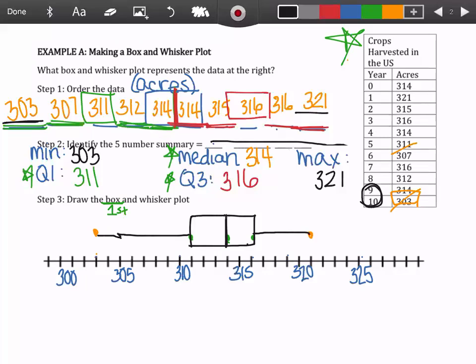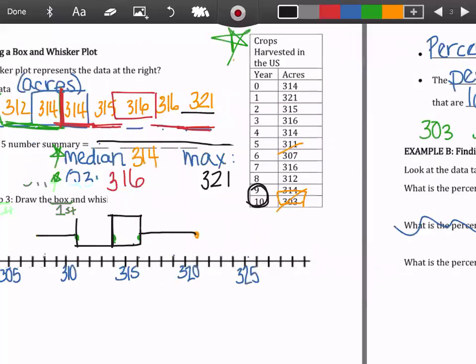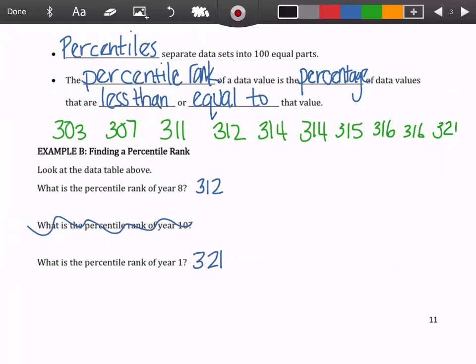We are also going to go through example 2 here, or example B, which talks about percentiles. So percentiles separate data sets into 100 equal parts. The percentile rank of a data value is the percentage of data values that are less than or equal to that value. So if we are in the 80th percentile, that doesn't mean that you got an 80%. That means that you earned a score that is better than 80% of people. So that's what a percentile is.